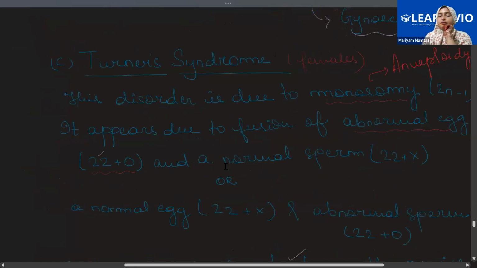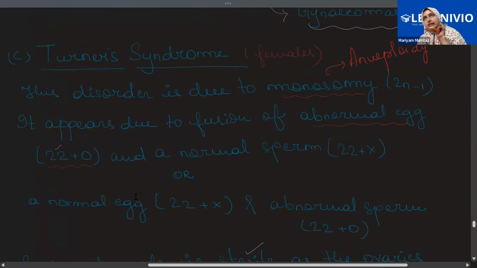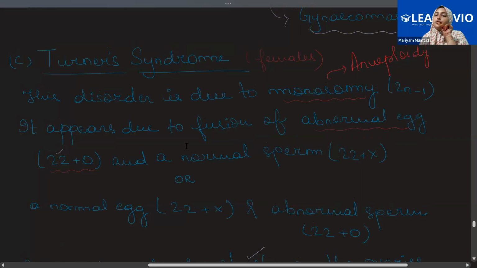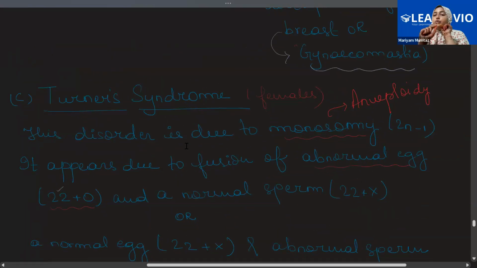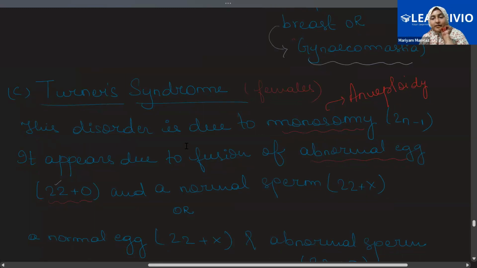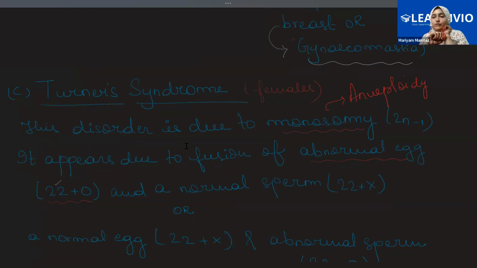The last is Turner syndrome. Turner syndrome is the disease that is caused in the case of females. Here monosomy takes place, meaning 2n minus 1. Normally, a female is supposed to have two X chromosomes, one from the father and one from the mother. That is how a female is made.